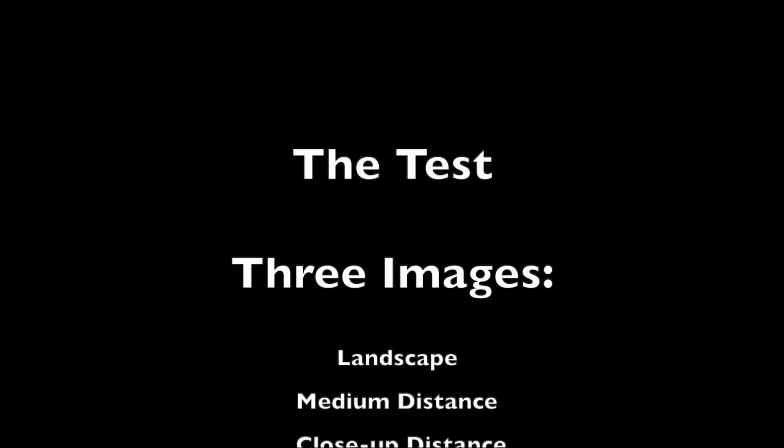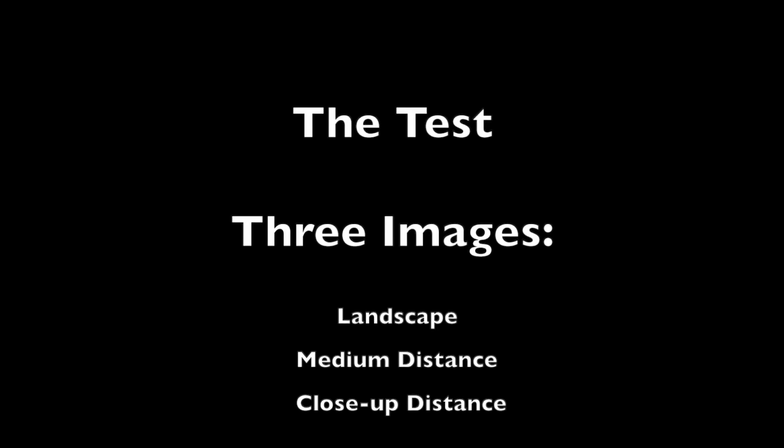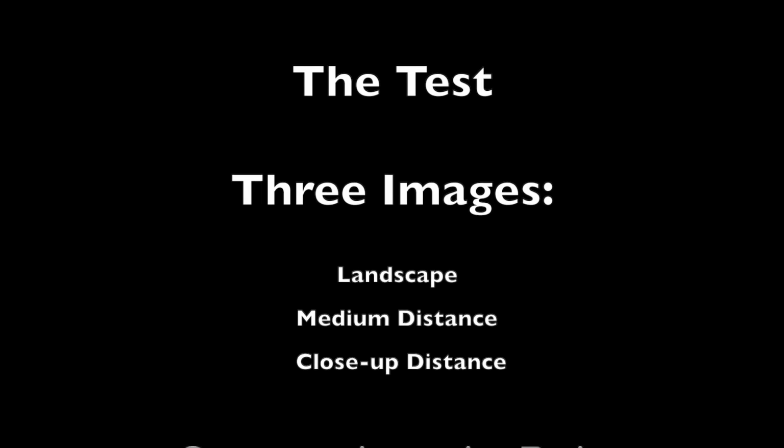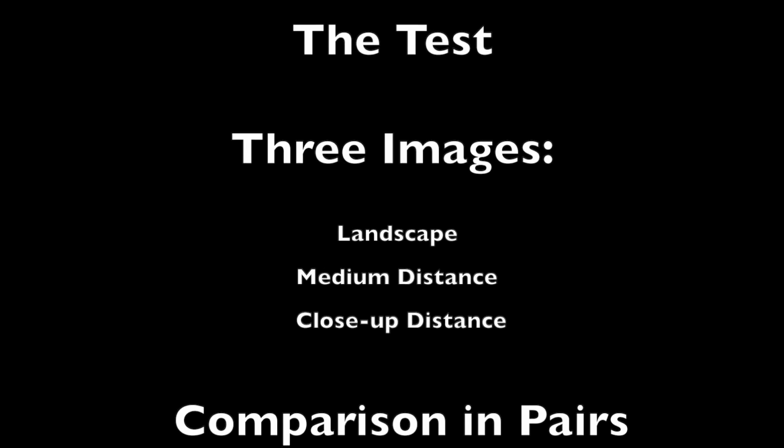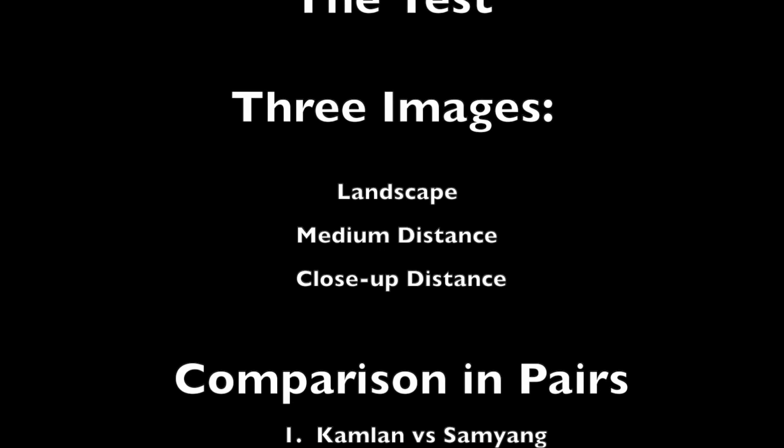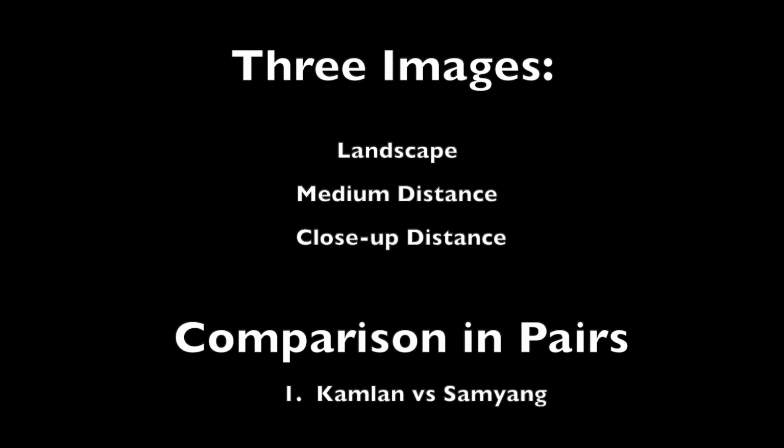The comparison will be in 3 images: landscape, medium distance and close-up distance. The camera was set to aperture priority. Each photo is shot with various aperture settings for each lens. Manual focusing was performed by magnifying a small rectangle 14 times in the viewfinder and setting the focus on a detail. For the Olympus lens, the autofocus function was used.